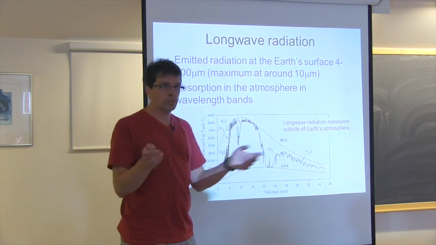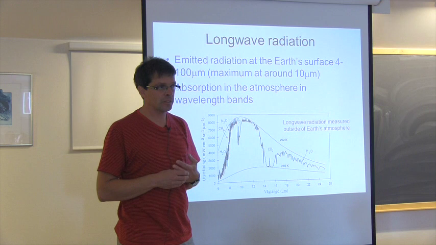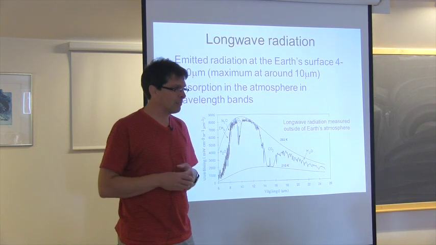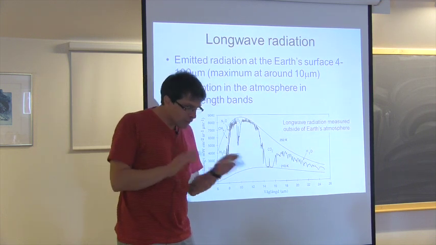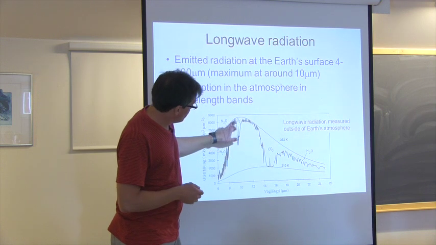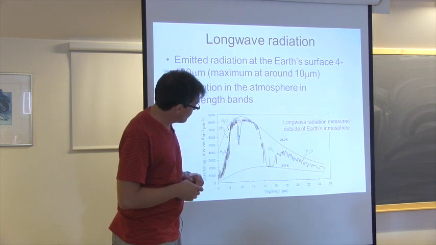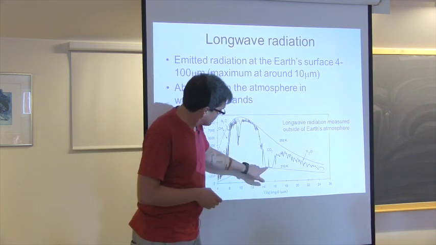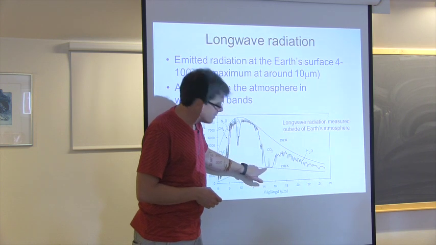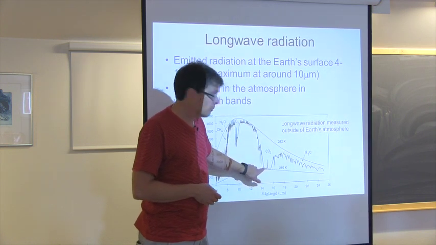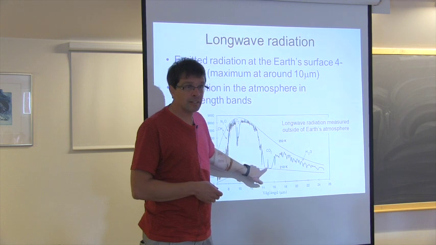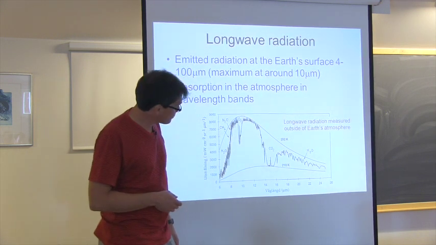And this is why you all shook your heads earlier on, since you know that it's warmer than just minus 18. The surface is warmer. So in these intervals, we see something warm. But if we look here, for instance, in this wavelength interval, we see something that is really cold, minus 70 degrees. This is what a satellite observes.